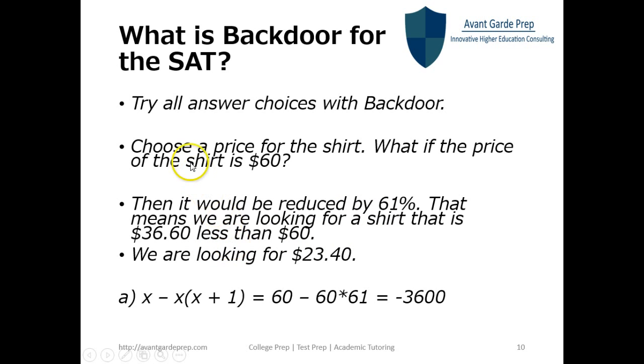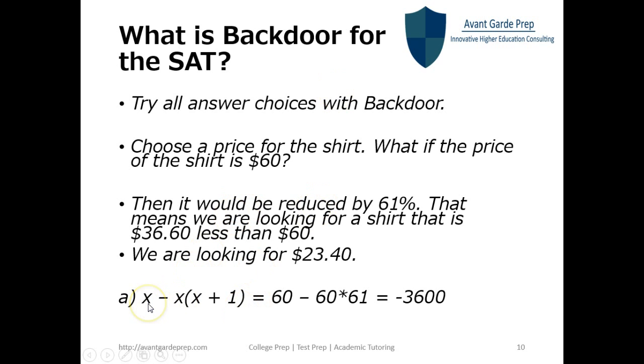Okay, another key thing to remember for backdoor is that you want to try all the answer choices. Start from A until you get the answer. The number that we're looking for in this case is 23.4, or $23.40, because that's the reduced price. But the answer choices won't have 23.4. They'll have x's or y's in them. So let's go ahead and try the first answer, A.